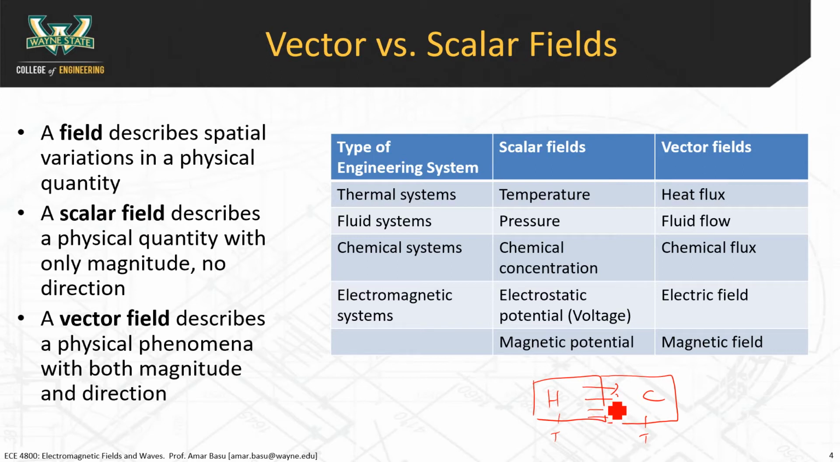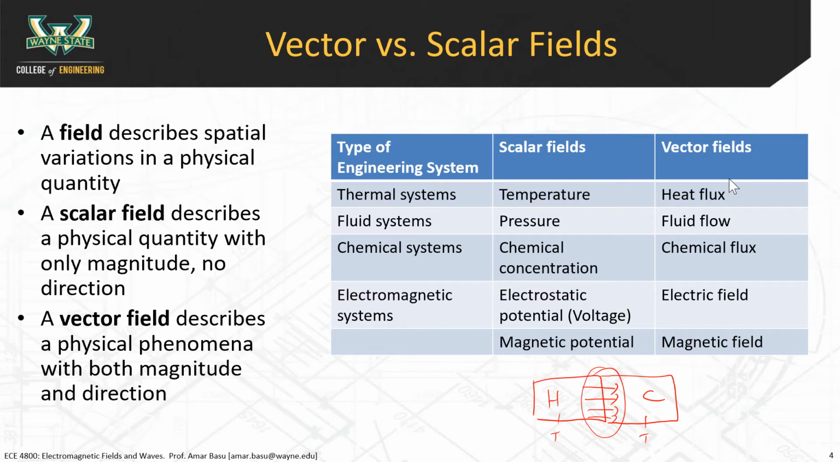All right, so this flow of heat is called a heat flux. And so it obviously has a direction and a magnitude. The magnitude describes how much heat is flowing. And it turns out that the larger the temperature gradient between the hot and the cold sides, the larger the temperature difference, the larger the magnitude of the heat flux is going to be. And then it also has a direction. As you can see, the heat is flowing from left to right in this case. So temperature is a scalar quantity. A vector quantity is heat flux. All right, let's take the example of a fluid system now.